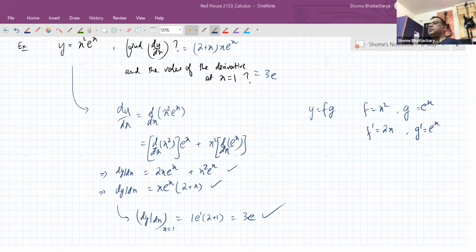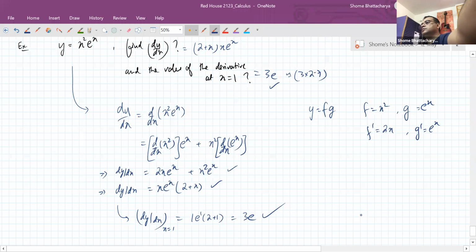So this approximately we can say it is 3 into 2.7, but we don't need to do that. We can just leave the answer in terms of e. That's fine. Okay. Now, likewise, we have another property called the quotient rule for differentiation, where we are differentiating the division of two functions, or what we call the quotient of two functions.